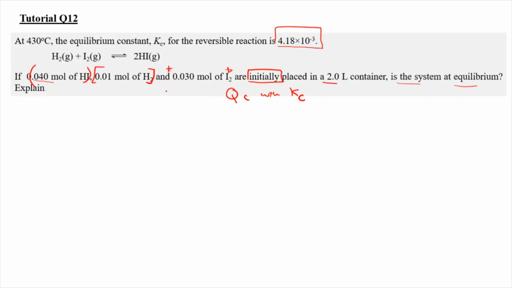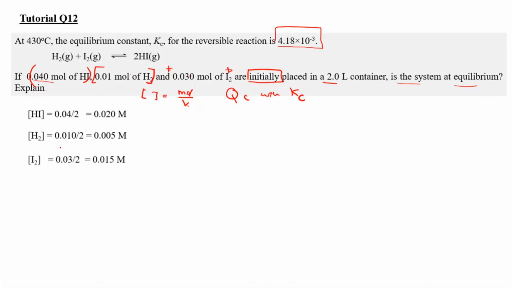So for this reason, we need to find the concentration of each of the species here first, because we have the number of moles. So we can find the concentration by dividing by the volume of the container. The concentration of HI is mole divided by volume, 0.04 divided by 2 liter, which is 0.020 molar. The concentration of the hydrogen gas is 0.010 divided by 2 liter, which is 0.005 molar. And then the concentration of iodine is 0.03 divided by 2, where we get 0.015 molar.